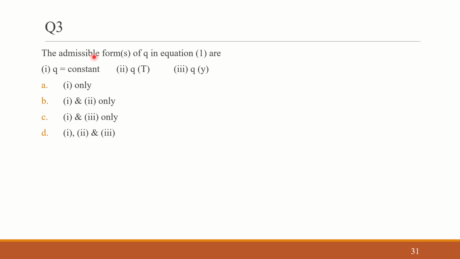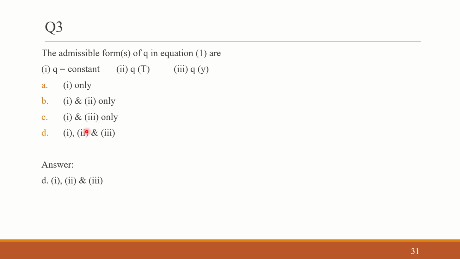Can be admissible forms of Q in equation 1. It can be constant because K again is constant. Q is equal to K into d square T by dy square. So Q can be a function of T, Q can be a function of Y, and Q can be constant also. So option D, 1, 2 and 3 is the right answer.